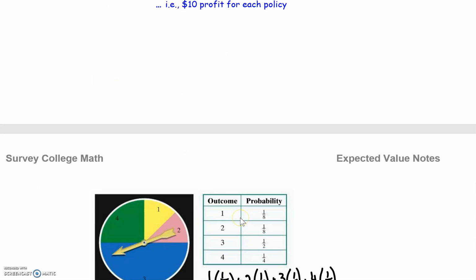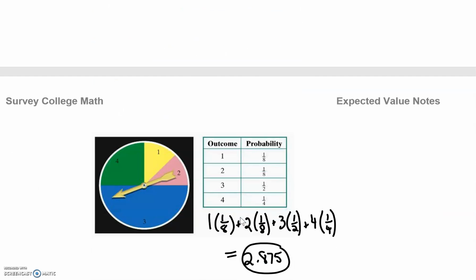Let's look at a couple other examples. This one's a very simple one with a spinner. You can tell looking at this spinner that this blue area down here is half the circle, that's a 3. So that's the most likely event. Then the green up here is a quarter of the circle, that's the next most likely. And then 1 and 2 are each an eighth of the circle, the least likely. So if you multiply each outcome by its probability, you come up with 2.875.